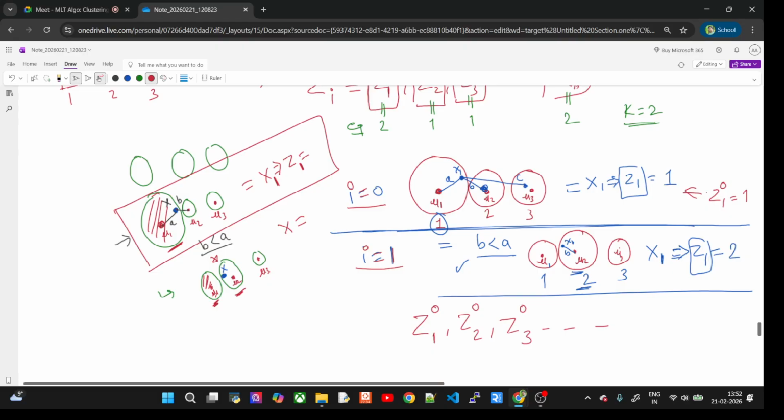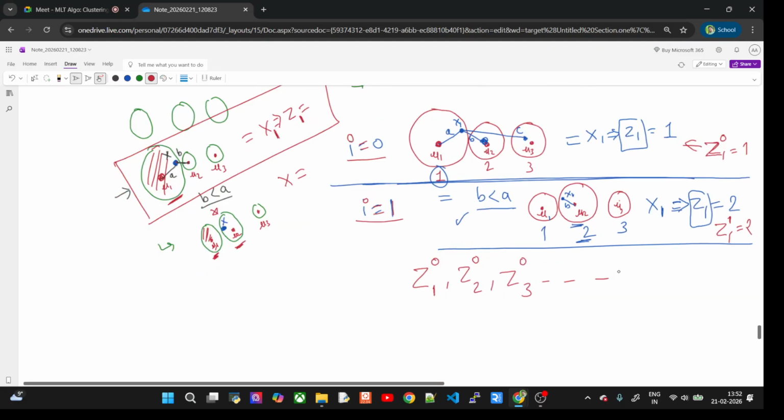What happened for the second iteration? So z1 of the second iteration, which is now 2. This index 1, 2, 3, 4, 5 is represented by your i, like i equal to 1 to 100, the number of points you are having. x1 till x100, so you are having z1 till z100 also. So that's the i value.